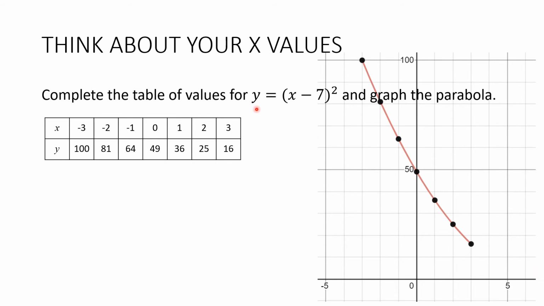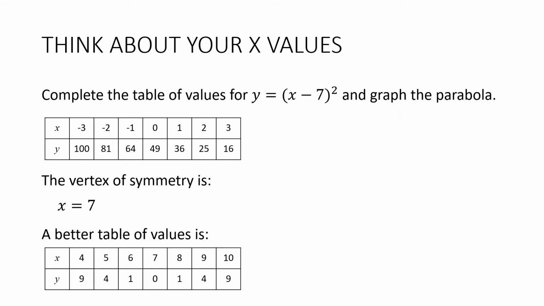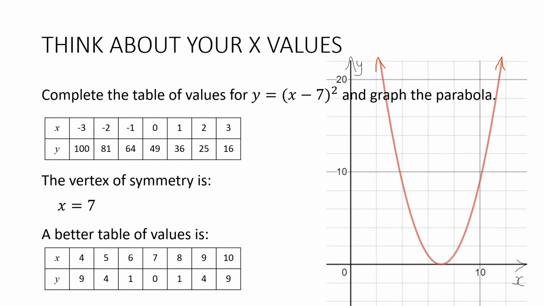So it's probably wise with a question like this, especially if you're going to use a table of values, to work out the axis of symmetry and then pick points around that, like this. See how I've got 7 in the middle, and I've gone 6, 5, 4, and then 8, 9, 10. And I can see that lovely symmetry happening. So this is what the graph actually looks like.